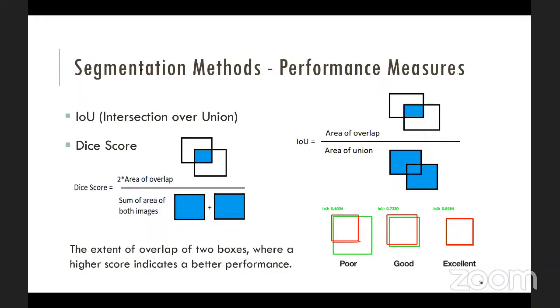Similarly, there is another parameter, the dice score, which says twice the area of overlap divided by the sum of the areas of both images. If you look at both measures, whichever you take, we want a higher score, because a higher score indicates better performance. It will lie between 0 and 1. Here you can see the example: intersection over union of 0.4, 0.7, 0.9. See the actual ground truth and the one given by your network, which is quite exact. So it is 0.9. Higher values mean better performance.